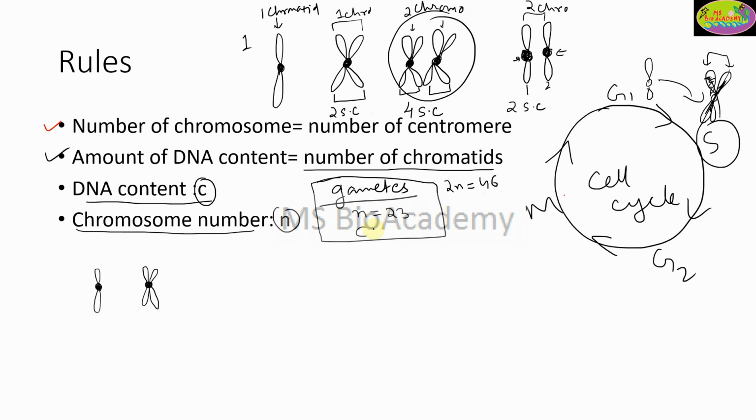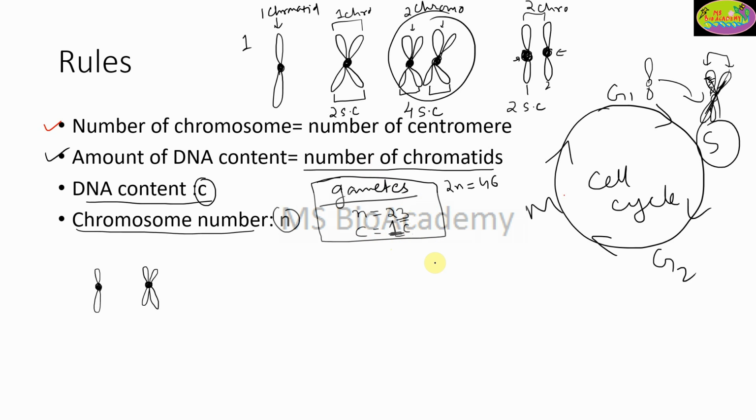And what about the C content? The C content will be 1C only. Why? Because here the DNA is not replicated, it is present in a single copy, so that will be 1C only. Since the chromosomes are 23, it is 1C content.